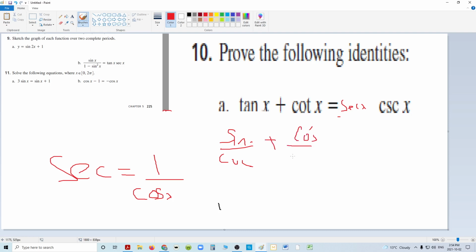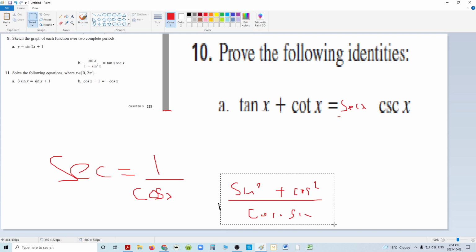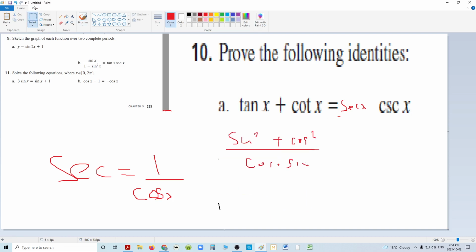If I'm going to add them, I'd have to cross multiply, wouldn't I? If I'm going to add these fractions, I have to cross multiply. Well, I get sine squared there, plus cos squared there, over cos times sine. Starting to look familiar. Let's see if I want to add those two fractions. Well, sine squared plus cos squared is 1.